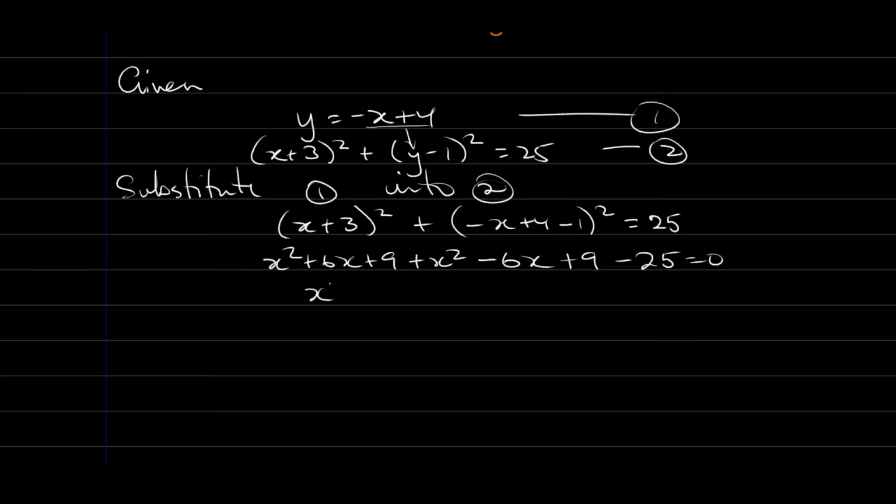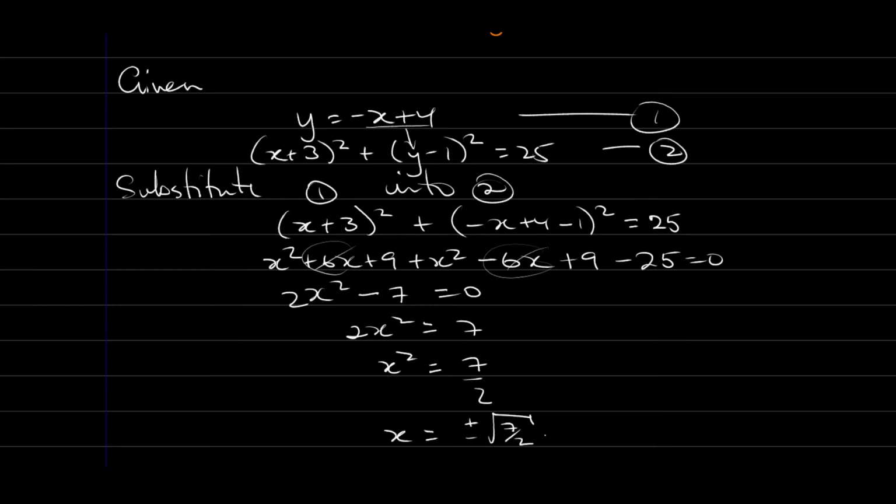And then we're going to have x squared, 2x squared. The 6x here would cancel off with the other one over here. We'll have the 18 minus 25. 18 minus 25 is negative 7. And that's equal to 0. Okay. From there, what we can say is that 2x squared is equal to 7. And then x squared will be equal to 7 over 2. And then x would be equal to the plus or minus square root of 7 over 2.